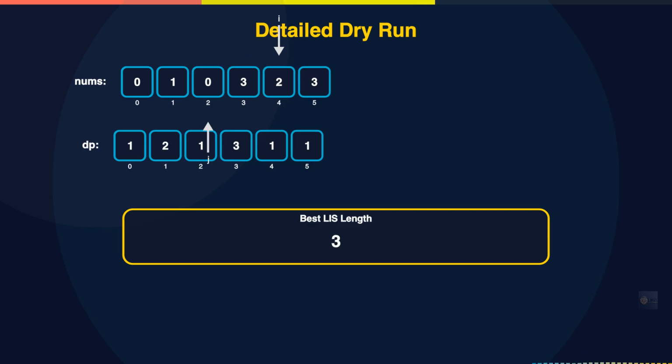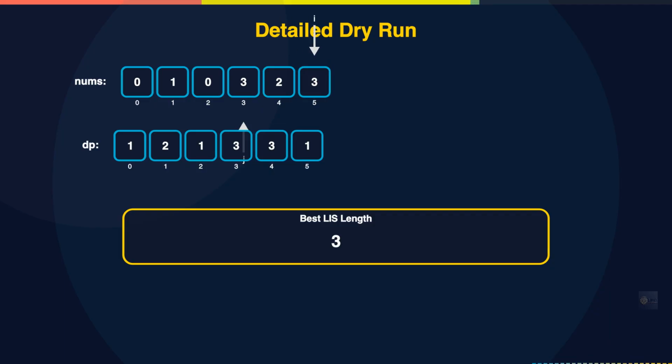i is at index 4 with value 2. j at 0 gives 2. j at 1 gives 3. j at 2 is skipped because 0 is not less than 2. j at 3 is skipped because 3 is not less than 2. DP at 4 becomes 3.